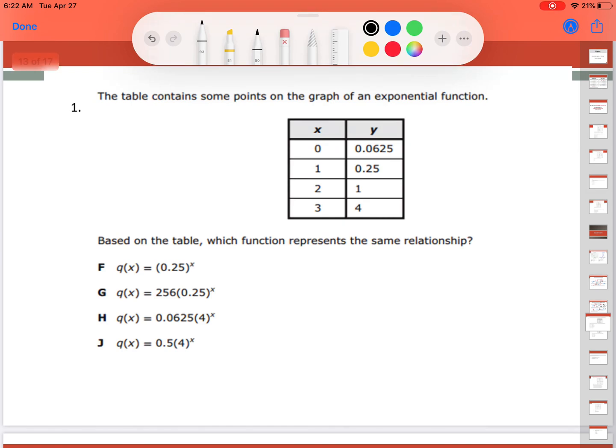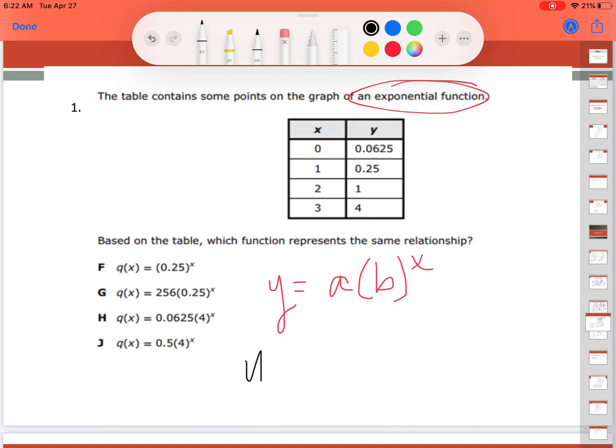Okay, so on the last page today, we just have practice, star test question practice. For this one here, I'm going to show you how to do it by hand, and then you can use Desmos if you want to. So what we know about an exponential function is that the formula is y equals some initial value times the multiplier raised to the x.